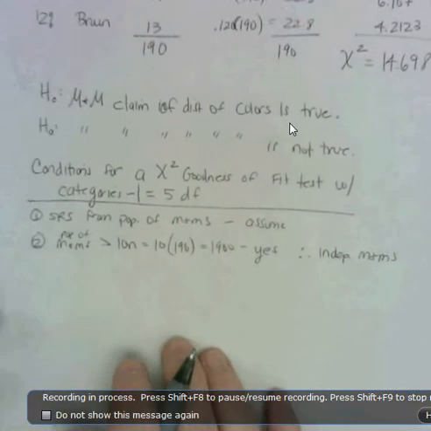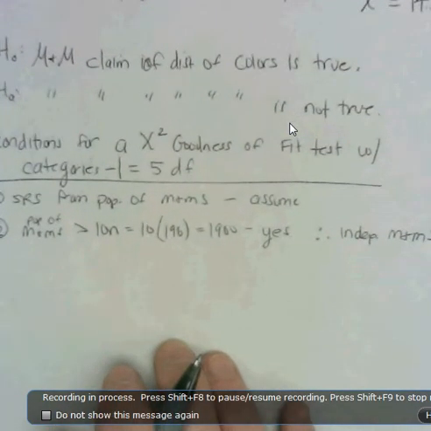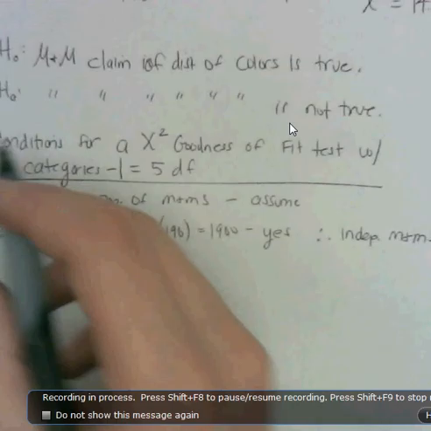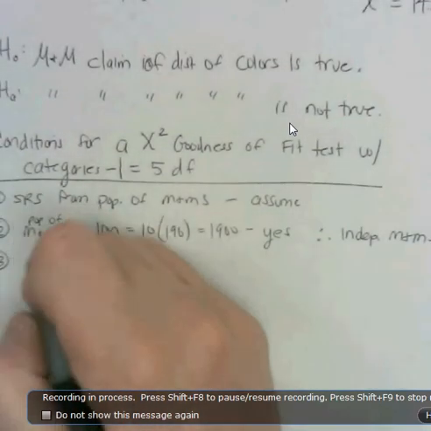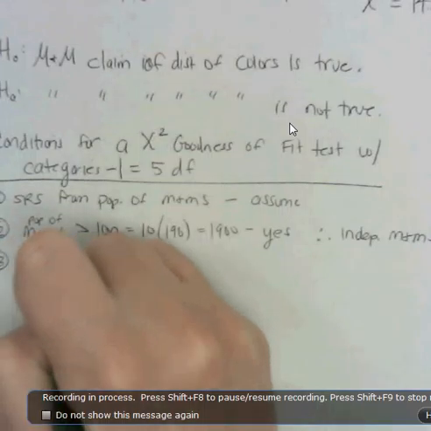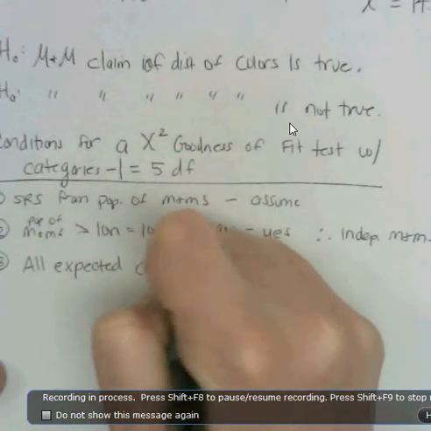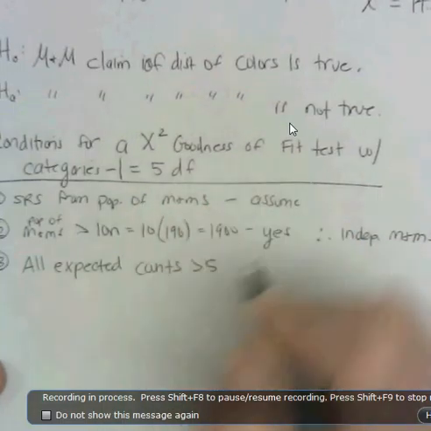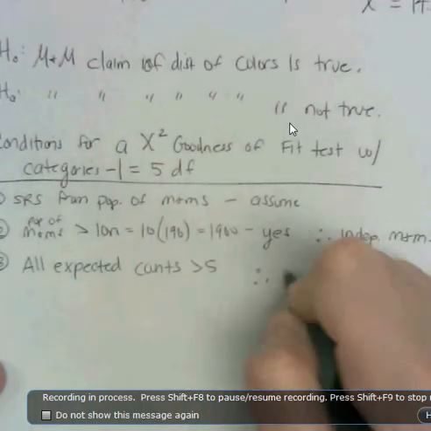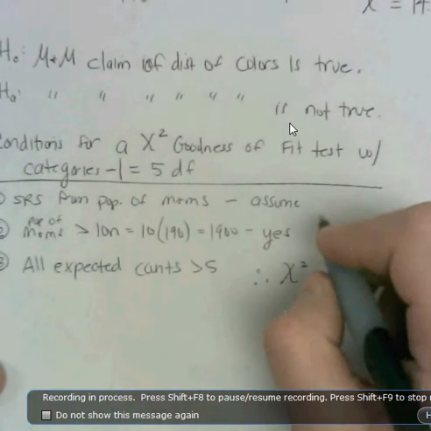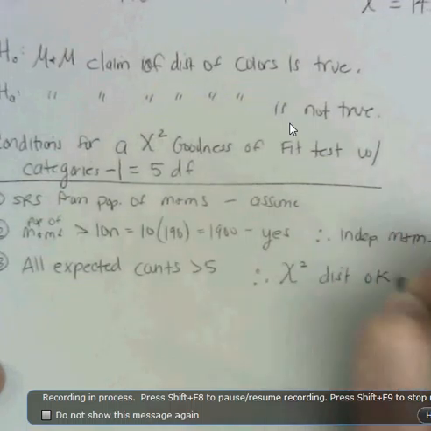And as I always tell you, it's that third condition that's going to be where you have to stop and think. And on a chi-square distribution, we want all expected counts to be greater than 5. And if that's true, a chi-square distribution is okay to use.